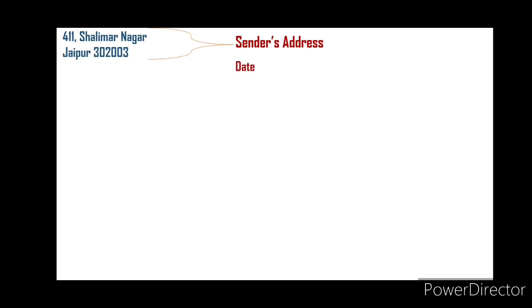Then we have the date, September 4, 2020. It includes the date on which the letter is written. After that, we have salutation. As we are writing this letter to the uncle, so here it is, my dear uncle. Salutation is basically a customary greeting to the reader, depending upon the intimacy between the writer and the reader.